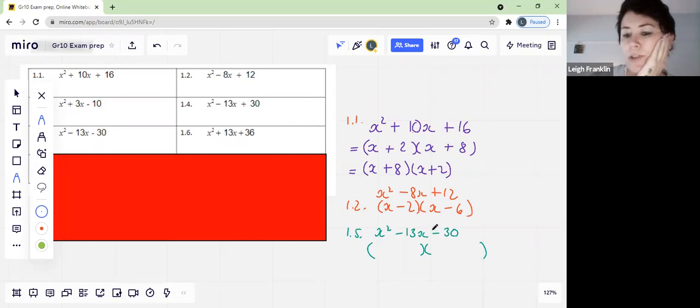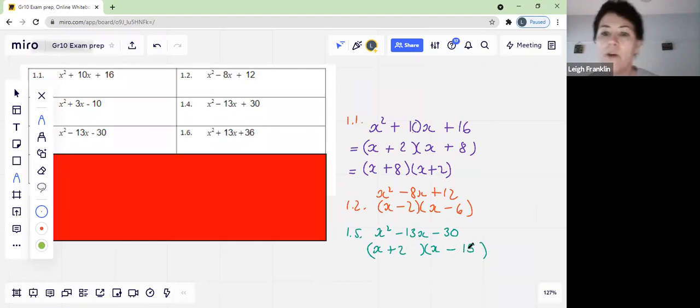So last term is negative, middle term is negative. So Sihle says x plus 2, x minus 15. Sihle, that's perfect. Well done. So you've chosen your two factors, 2 and 15. So 2 times 15 gets you 30. And we can also make 13 by saying minus 15 plus 2. So 100% correct on that one. Let's go and have a look at another one.